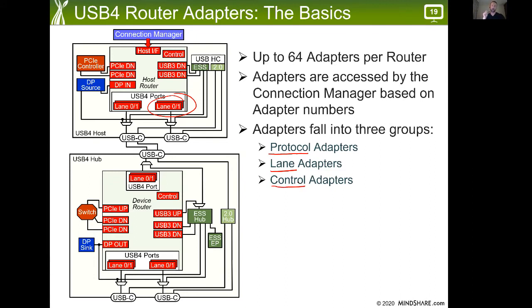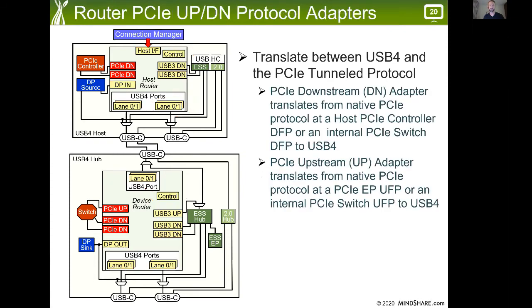Every router will have a single control adapter. And the control adapter is what the connection manager interfaces with, talks to, in order to access configuration space of the router. Okay? So the connection manager is always talking to control adapters, because the control adapter is how software, the connection manager, accesses config space of these routers.